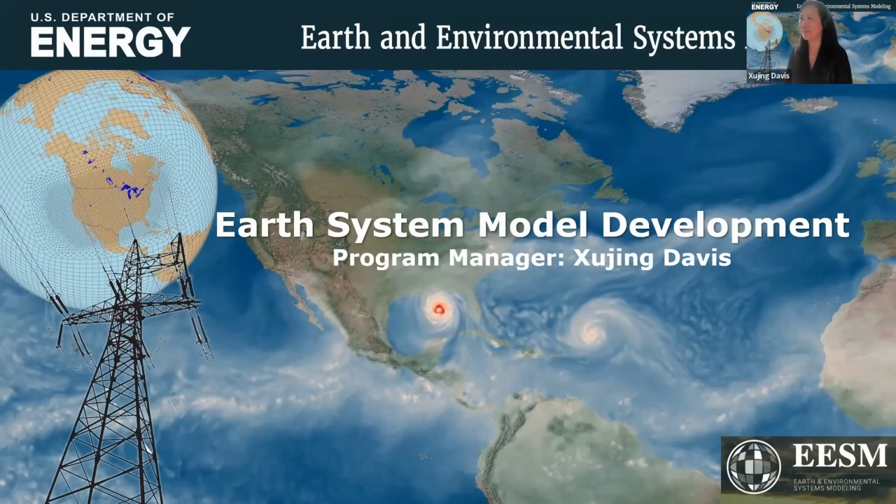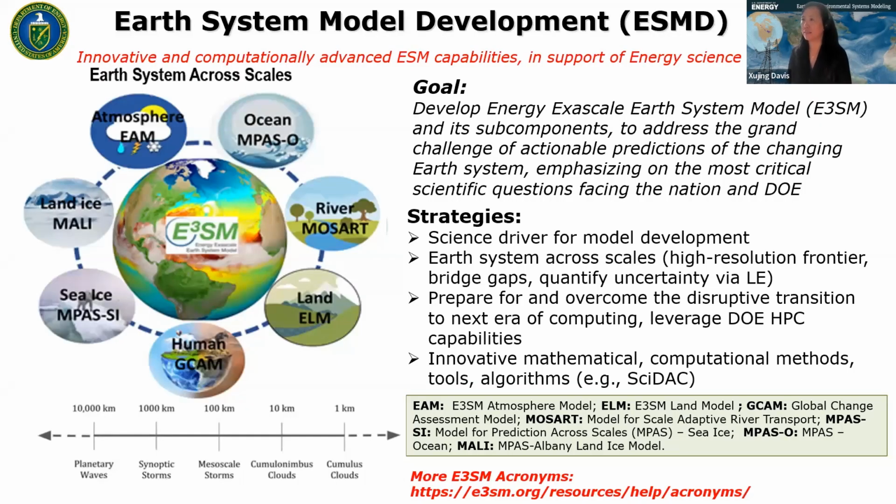So for the next 10 minutes, I would like to provide you a brief overview of the Earth System Model Development Program Area activities, which we call ESMD. Next, please. As Renio mentioned earlier, central to ESMD is the Energy Exascale Earth System Model, or E3SM. Simply speaking, E3SM is a DOE model on DOE machines for DOE missions.